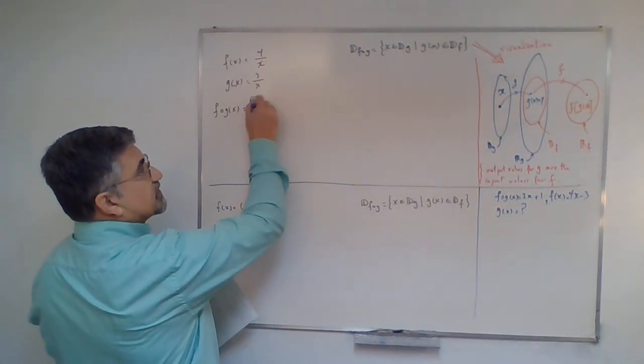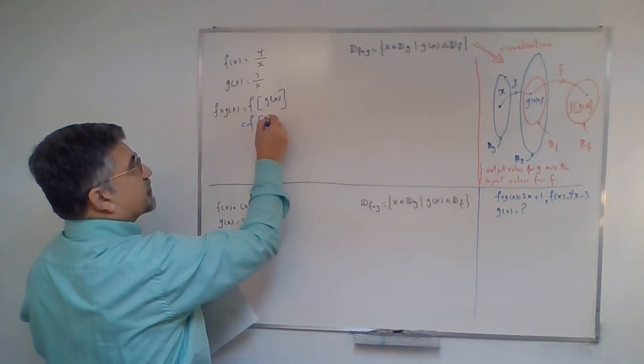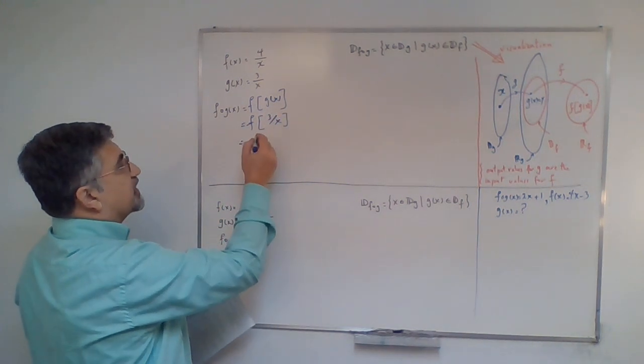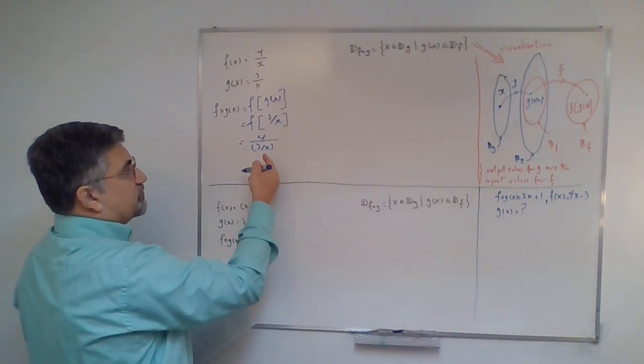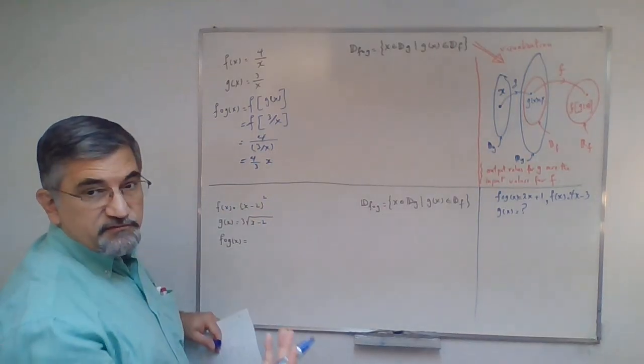So we're going to say this is f of g of x. So that will be f of 3 over x, okay? And then f of 3 over x would be 4 divided by 3 over x. And that would be simplified as 4/3 times x, which is a linear function.